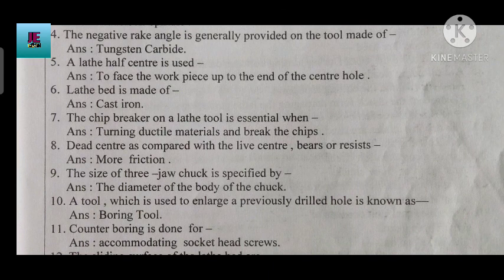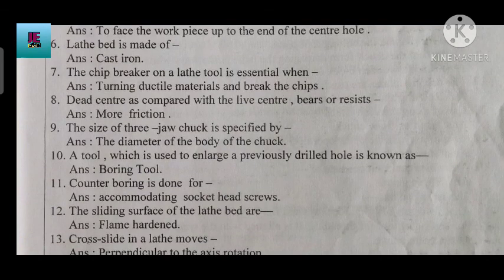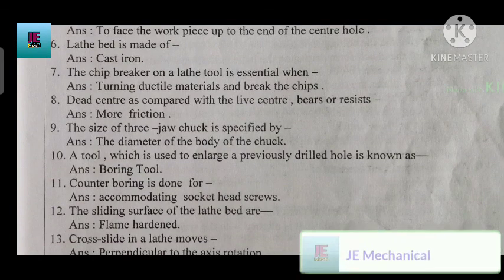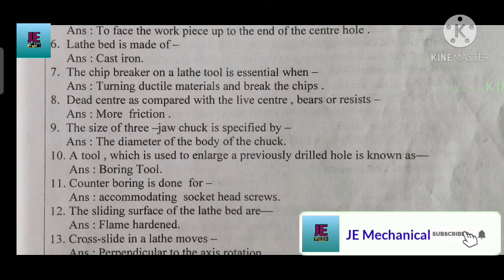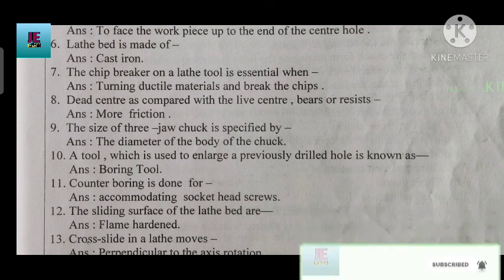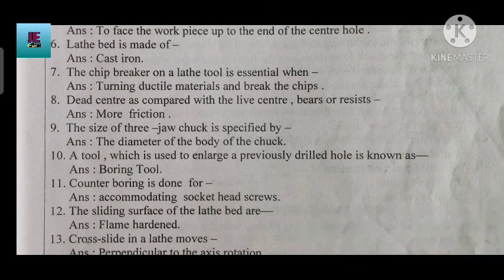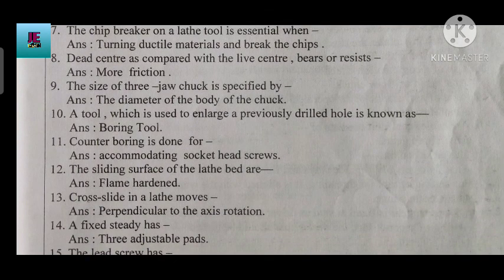Number 5, a lathe half center is used to face the workpiece up to the end of the center hole. Lathe bed is made of cast iron. The chip breaker on the lathe tool is essential when turning ductile materials, to break the chips. Dead center, compared with the live center, bears or resists more friction. The size of a 3-jaw chuck is specified by the diameter of the body of the chuck.